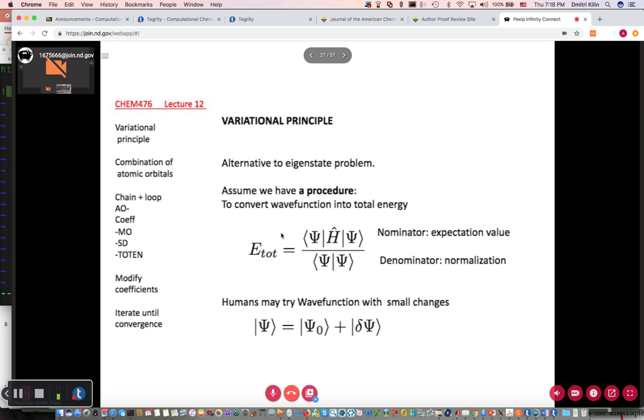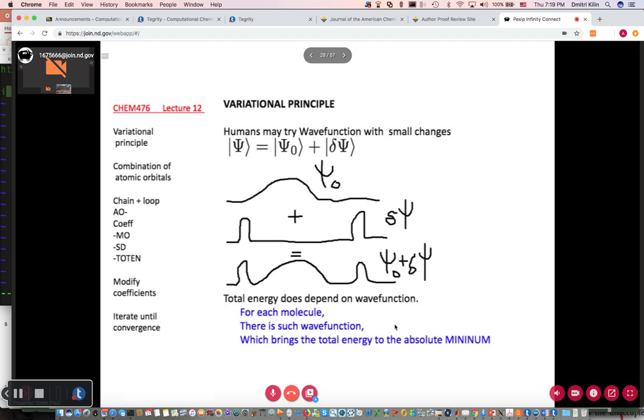So it is a thing that we are going to evaluate for the true wave function and a slightly different wave function. Looking at the lowest line, we have psi naught, and then we artificially add, as humans, some small addition, and we are going to inspect how the energy of the wave function psi naught and psi with this addition will differ from each other.